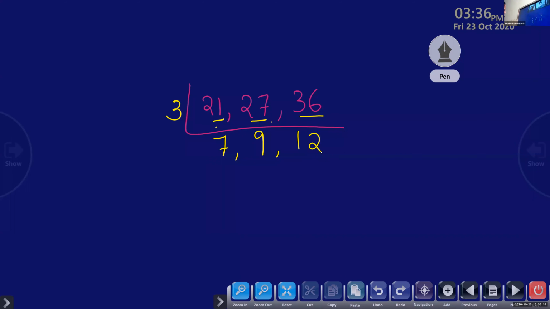Now tell me HCF. Ma'am, 3. 3 only. Yes, very good. HCF is 3 only, because here 7, we cannot divide 7 by 3 again. 9 and 12 we can divide, but for highest common factor, it should be divisible by all the numbers. But here only we can take 3. So HCF is only 3.